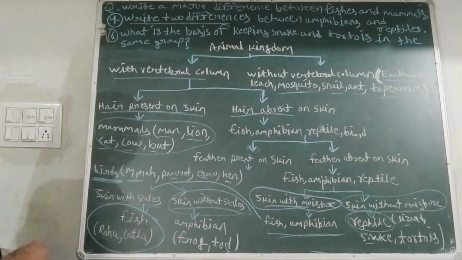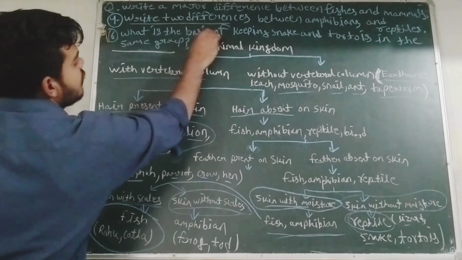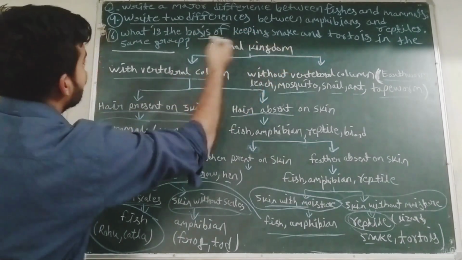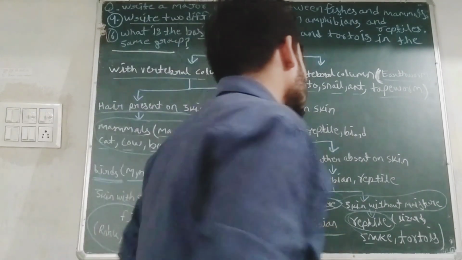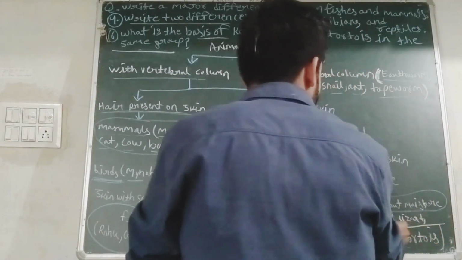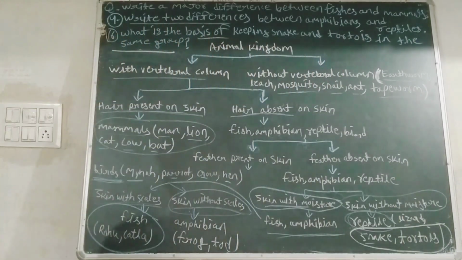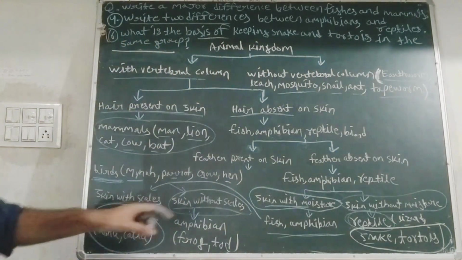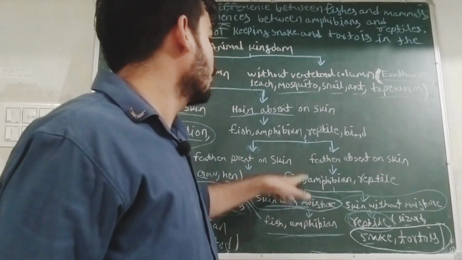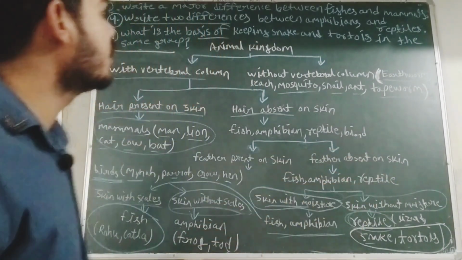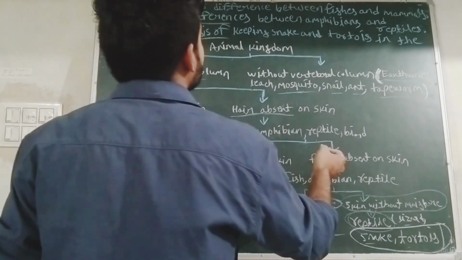And the sixth question of your exercise is: what is the basis of keeping snake and tortoise in the same group? Here you can see snake and tortoise in the same group. Why do we put them in the same group? Because both have skin without moisture and both have feather absent on skin.